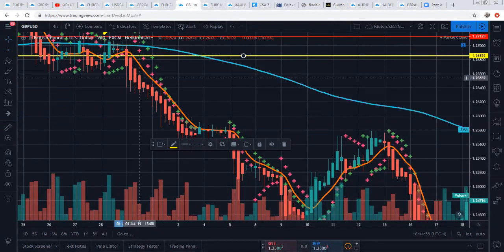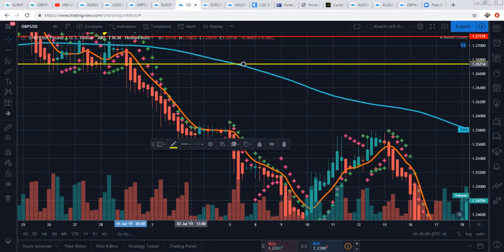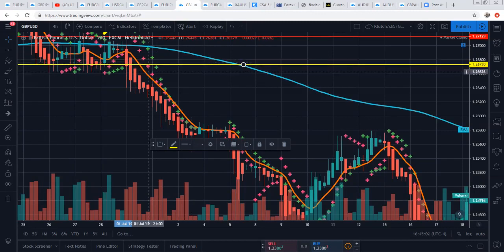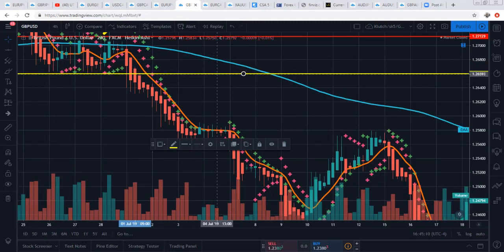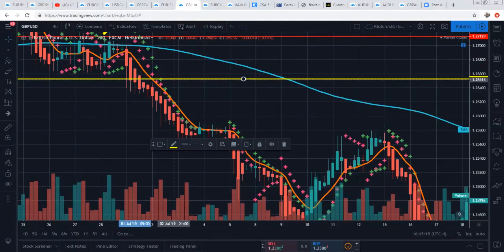As it's continuing to make this candle, you move your stop loss right there. When it finishes this one and starts this one, you bring your stop loss right here. Y'all see how you're keeping your profit? As it continues to go down, you just move your stop loss.